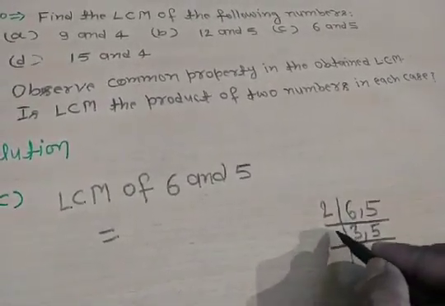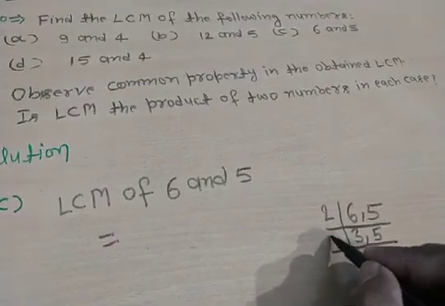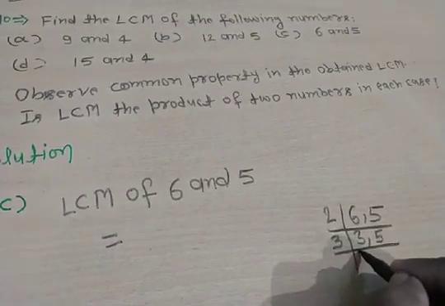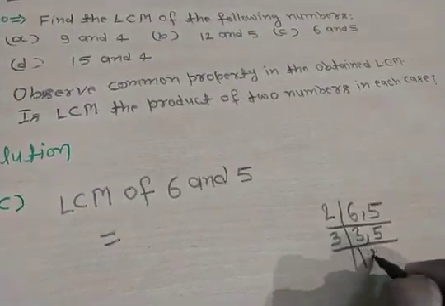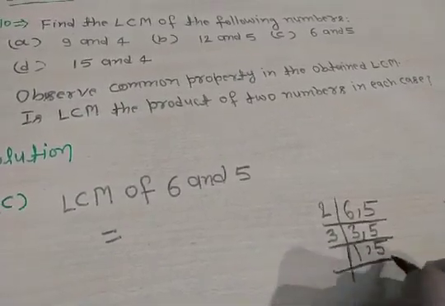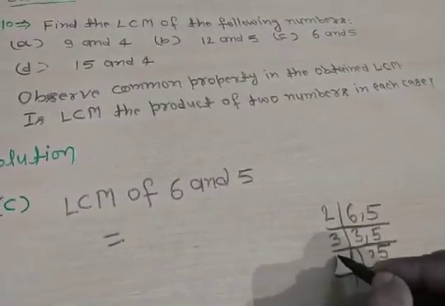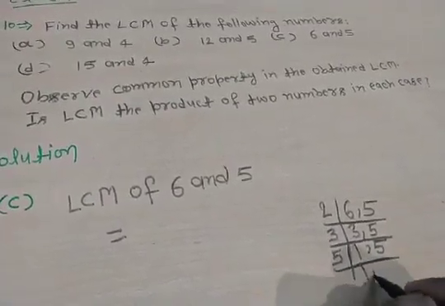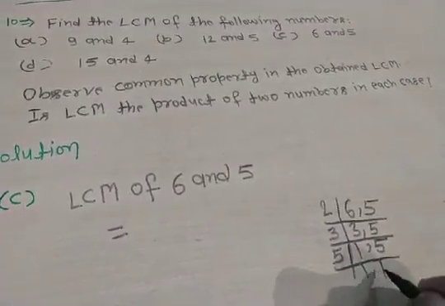Now the next smallest prime number is 3. 3 divides 6 and we get 2, so we write 2 and 5 as it is. Clear? And here 5, so we select prime number 5. So 1 comma 1. Okay, 5 1 is 5.